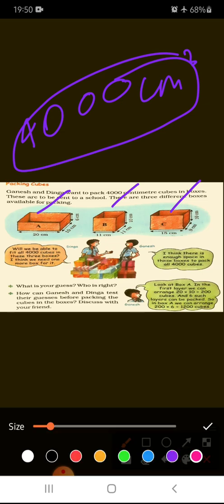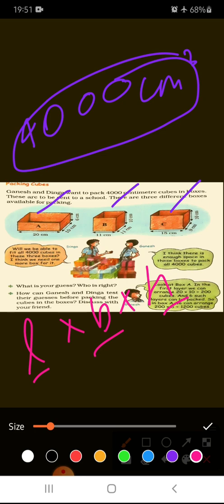So in this case, first of all you will find the volume of all these 3 boxes. The volume of the first one, as you can see, is in the shape of a cuboid. So what is the formula for the volume of a cuboid? It is length multiplied by breadth multiplied by height.